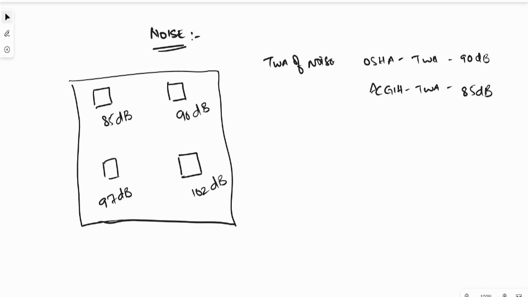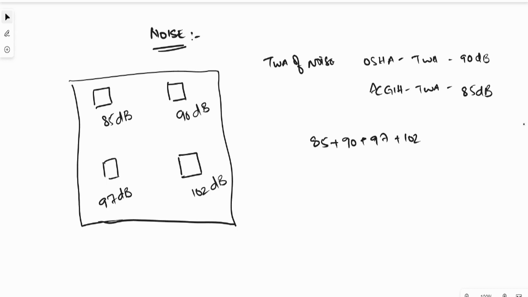Now, how to determine the total noise in that area? Some people say you take the average of these four levels, then you'll get a cumulative noise level. Okay, let's take an average and see what happens: 85 plus 90 plus 97 plus 102 decibels.